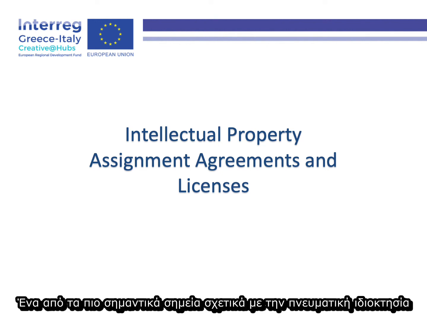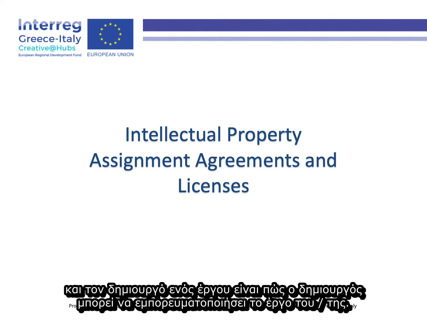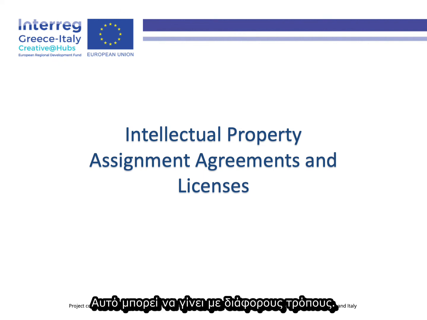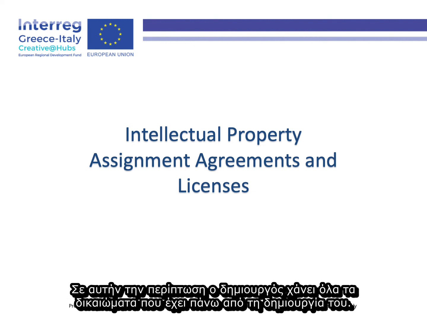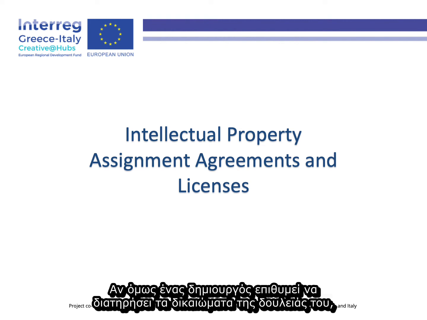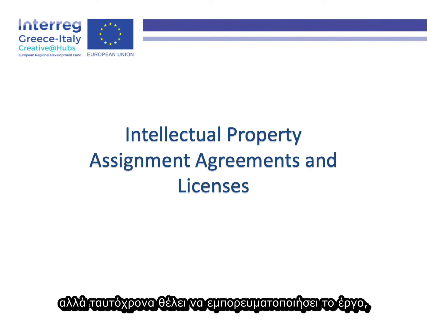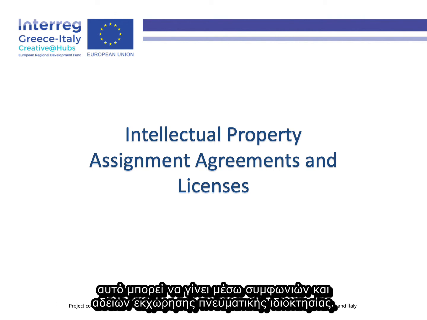One of the most important points concerning intellectual property and the creator of a work is how the creator can commercialize his or her work. This can be done in several ways. The first is to sell its works. In this case, the creator loses all the rights he/she has over his or her creation. But if a creator wishes to retain the rights to his or her work, but at the same time wants to commercialize the work, this can be done through intellectual property assignment agreements and licenses.